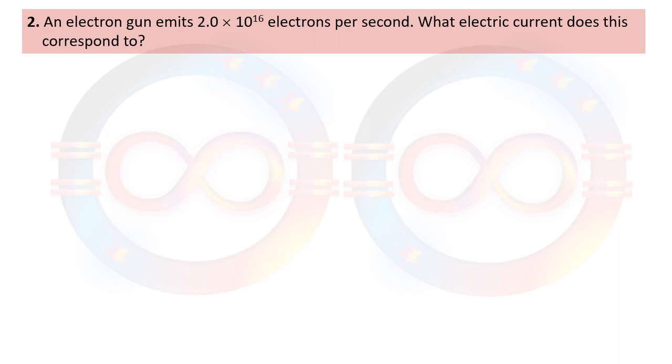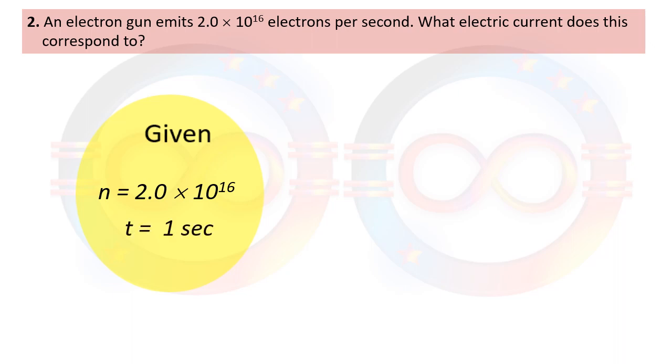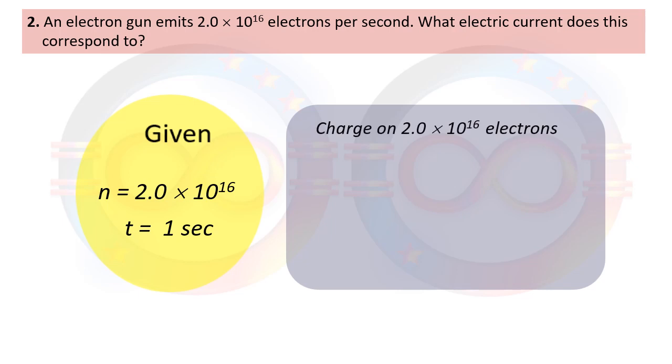Question number 2, there is an electron gun which emits 2 into 10 raised to 16 electrons per second. So the number of electrons given here is 2 into 10 raised to 16 per second, meaning in 1 second. What electric current does this correspond to? We know that if charge is flowing across the cross section of a conductor, there would be current. But here charge directly is not given, rather the number of electrons is given. We know that one electron contains the amount of charge which is nothing but 1.6 into 10 raised to minus 19 coulomb.